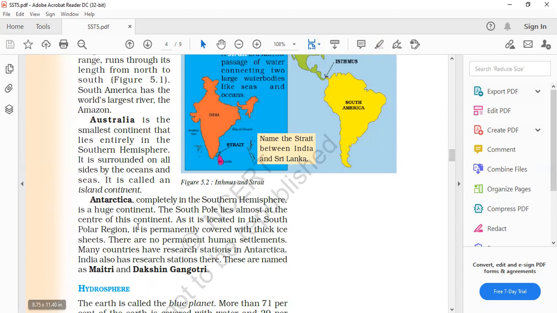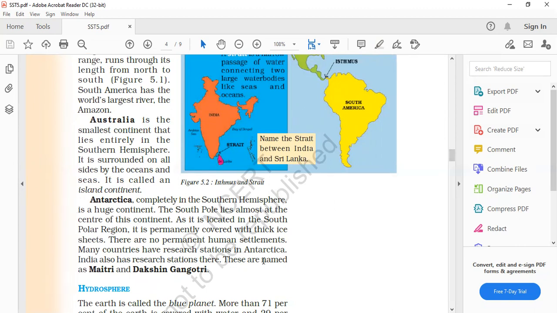And here you can also get what they mean by the island continent, that is Australia, so you have to find the name, that is what is the island continent. So you have to find the name, that is Australia is the island continent. So underline this section, that is what is the island continent. Australia is an island continent.